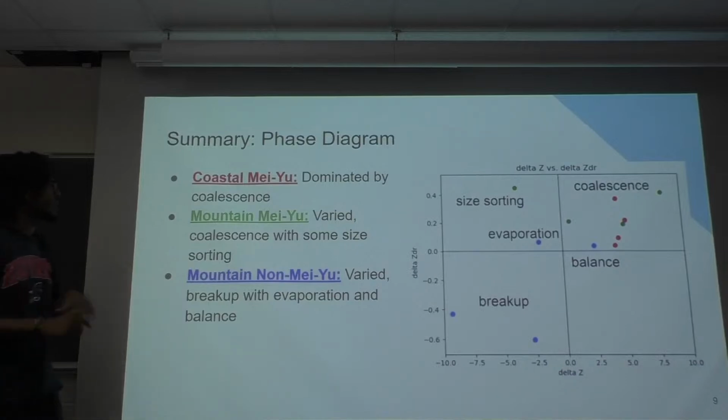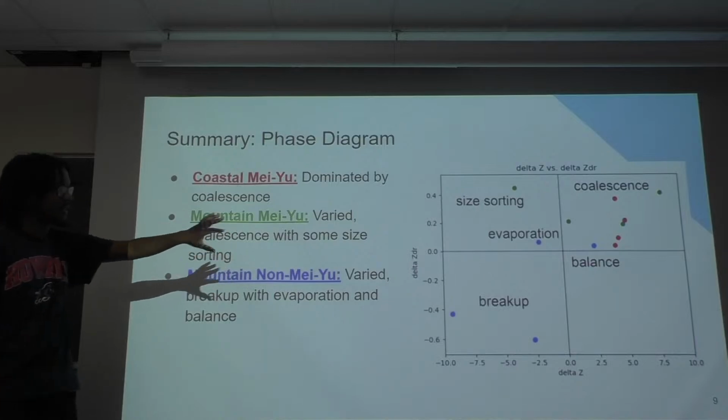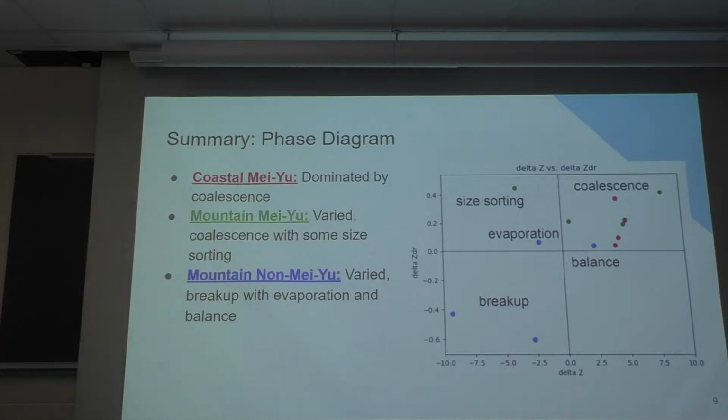So, like I said before, these dots each show the change in reflectivity and differential reflectivity from 4 kilometers down to 0.5. The red dots show the coastal Mayu case on May 26th, and that's dominated by coalescence processes. Not much variation there. But moving to the mountain Mayu case, it was quite variable. You notice it is still dominated by coalescence processes, but there was that size sorting as we discussed earlier.